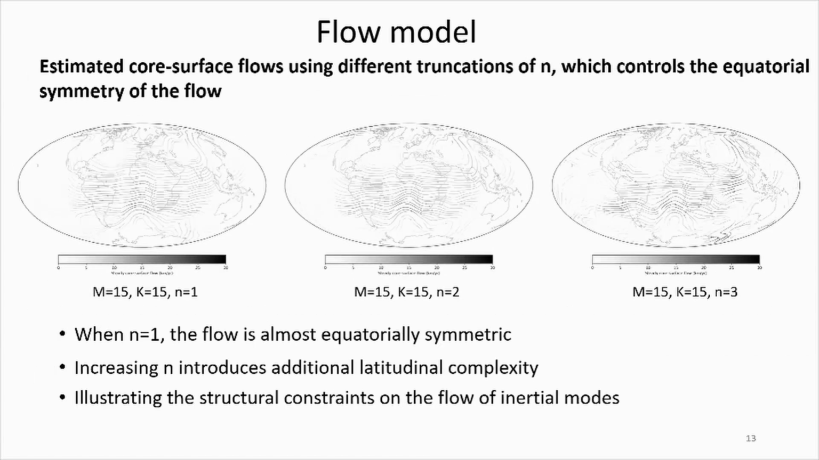Here also shows the core flow, but using different truncations of N. This parameter considers the equatorial symmetry of the flow. When N equals 1, the flow is almost equatorially symmetric, and you can see the symmetric structure. When it becomes larger, we will see slightly more complex structure. So using inertial modes can provide a natural structural constraint on the flow.